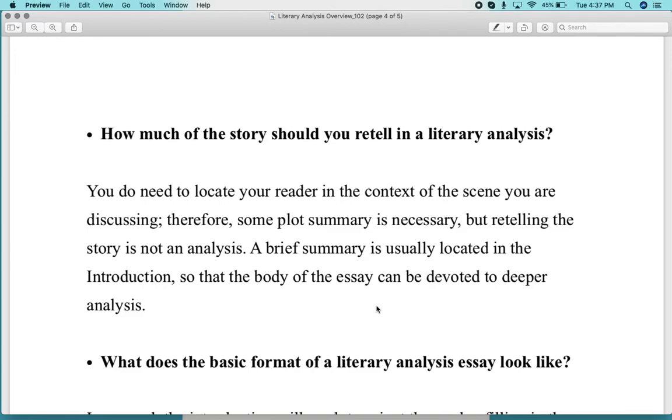devoted to deeper analysis. Okay, one of the biggest missteps that happens when people are writing literary analyses is that they veer into just summarizing the work rather than analyzing it. So it's very different to say what happened in a work versus what messages are being sent through a work.